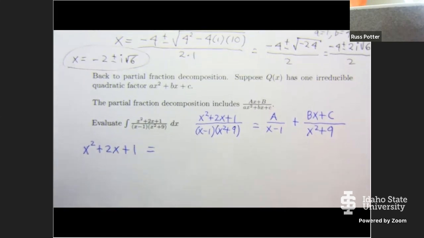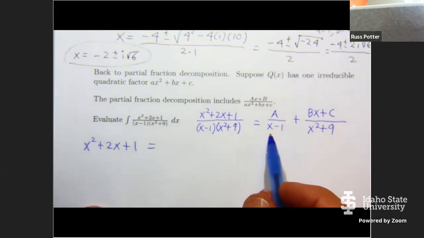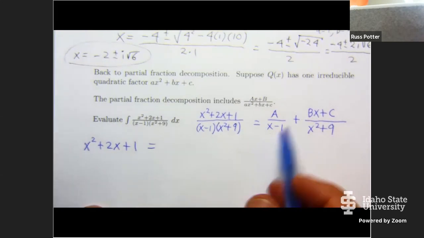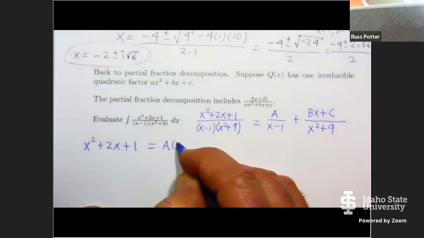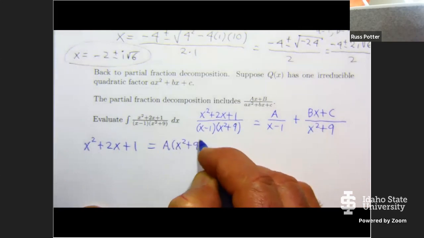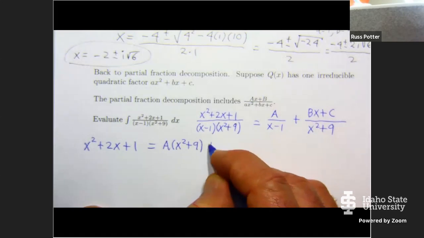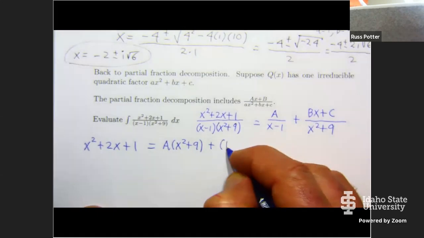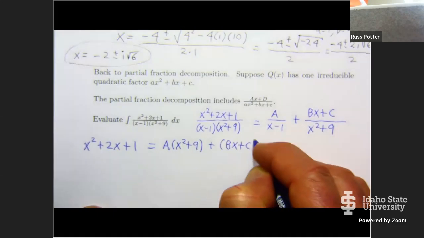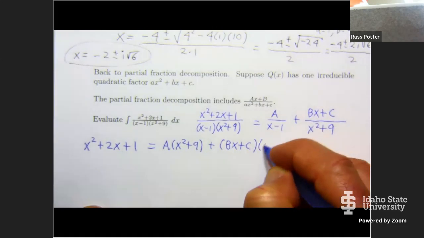And on the right-hand side, the x minus 1 factors cancel, so we'll get a times x squared plus 9. And then multiply the denominator by bx plus c over x squared plus 9. The x squared plus 9 factors cancel, so we get bx plus c times x minus 1.